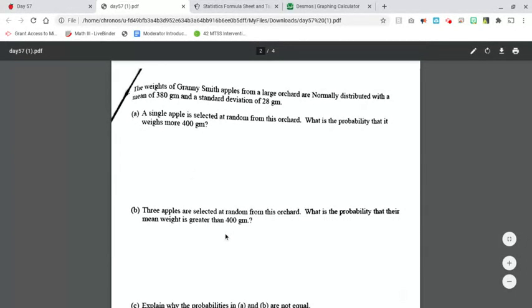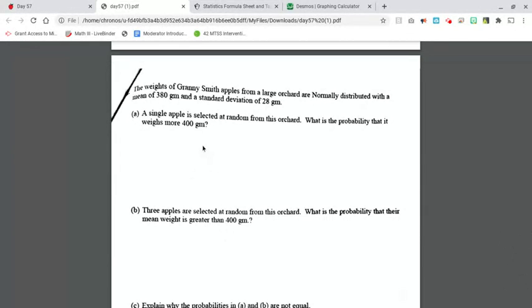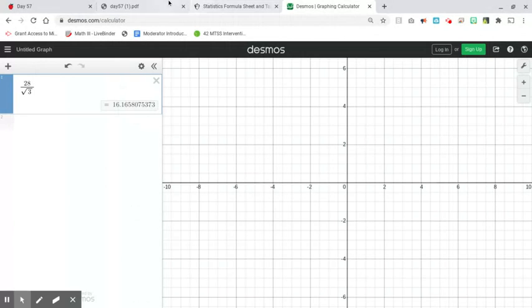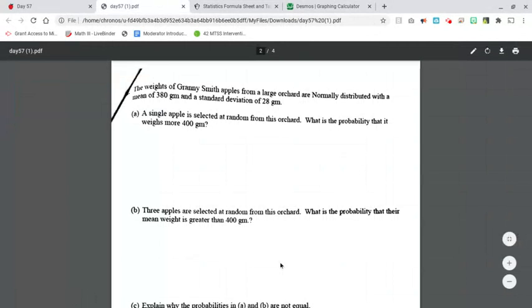So now we can do a normal CDF. We would go from 400 to infinity with a mean of 380, but our standard deviation is now 16.17.